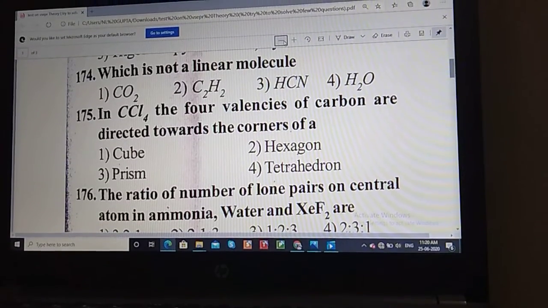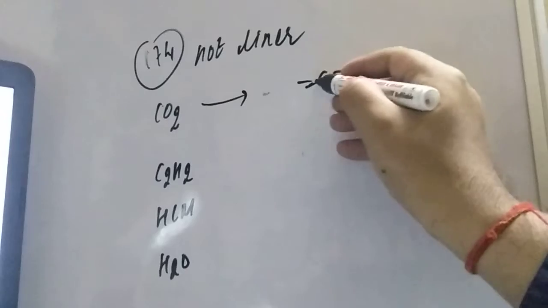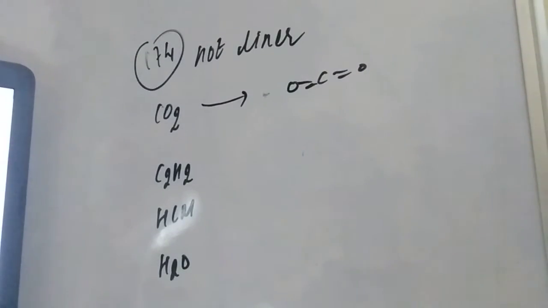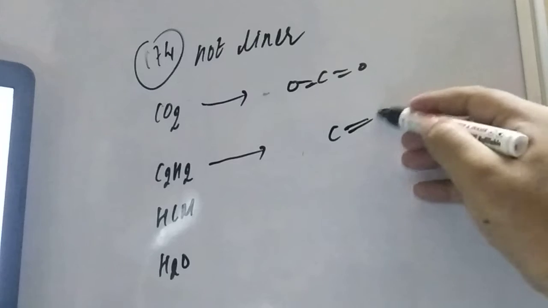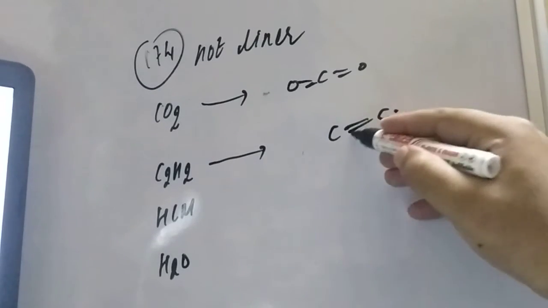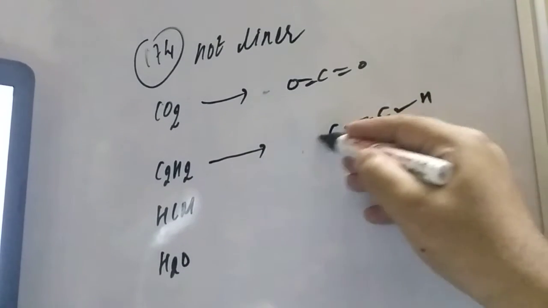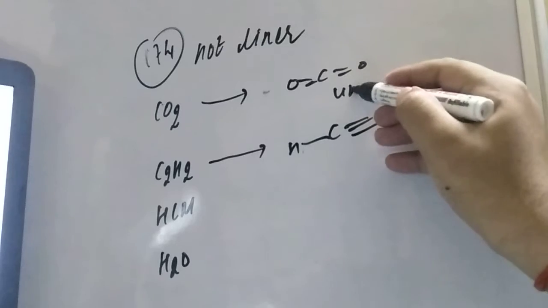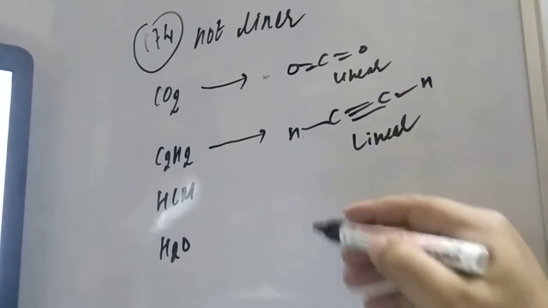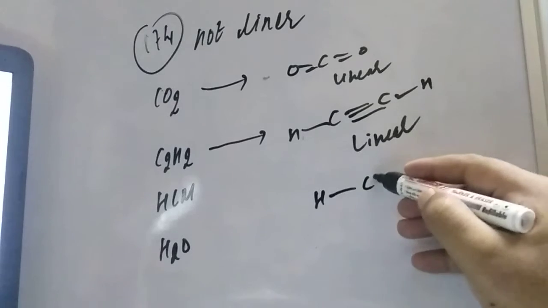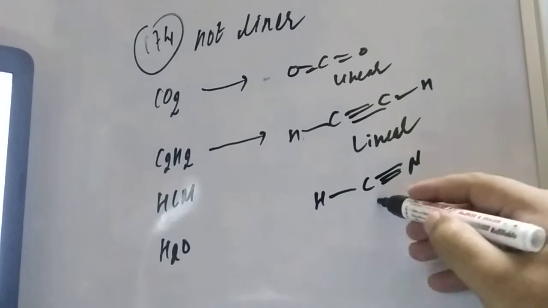Dear student, come to the board and try to know the structure of these. Not linear. CO2 is linear, student, C double bond O and double bond O. This is linear. C2H2, triple bond between C and C, with hydrogen on each end. So this is linear, student. HCN, H single bond C triple bond N, is also linear.